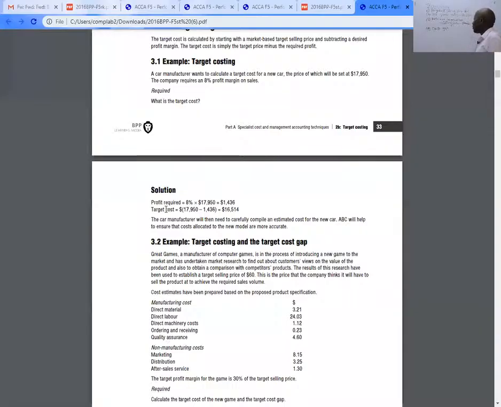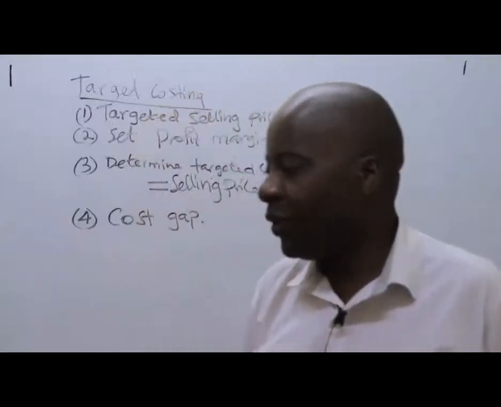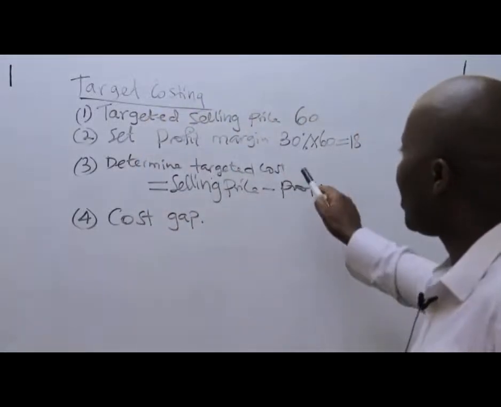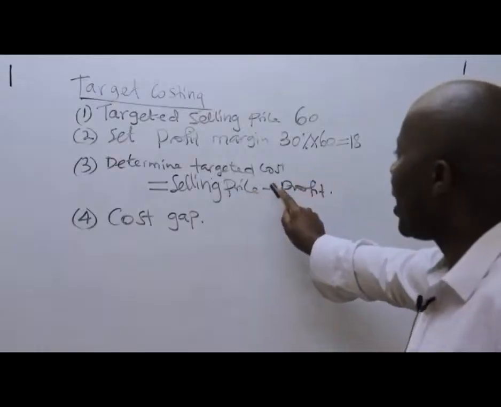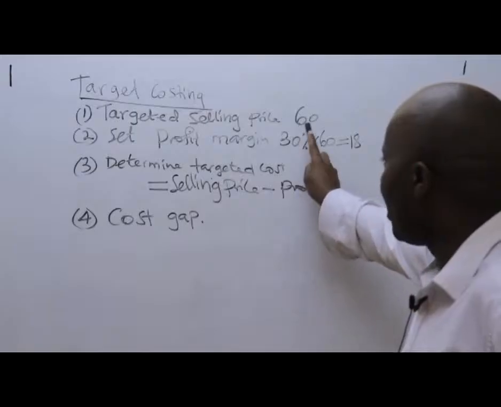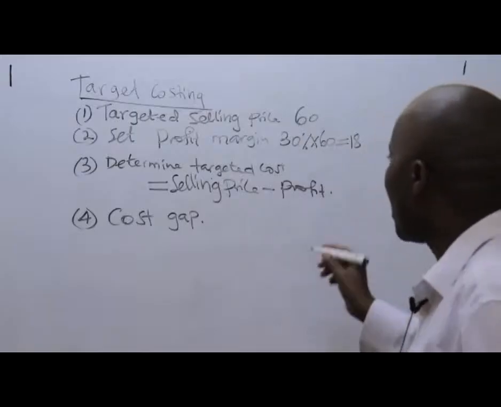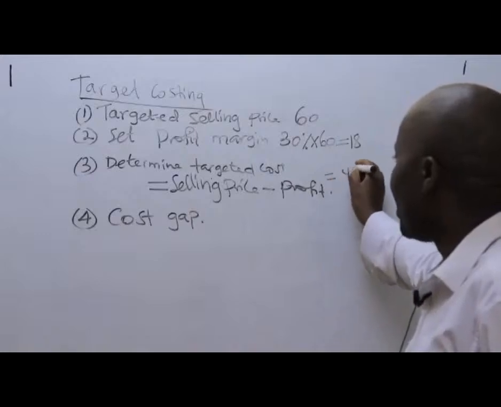Ladies and gentlemen, from there, I will come and determine the targeted cost. How do I get the targeted cost? To get the targeted cost, we normally take the selling price minus the profit. So I'll take 60 minus 18. This gives me 42.